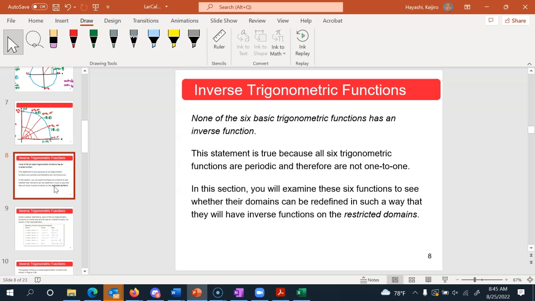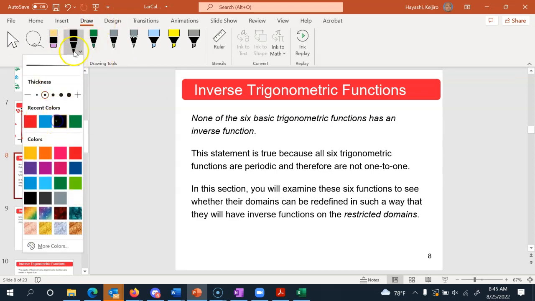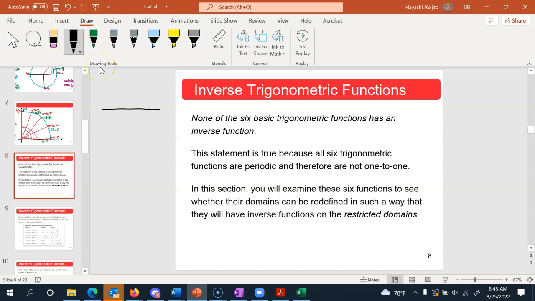So the next best thing that you can do, since you can't actually find an inverse function for these trigonometric functions, is to sort of cut them down. So for example, here's the sine function, right? Here's the graph of the sine function, or a portion of the graph of the sine function.